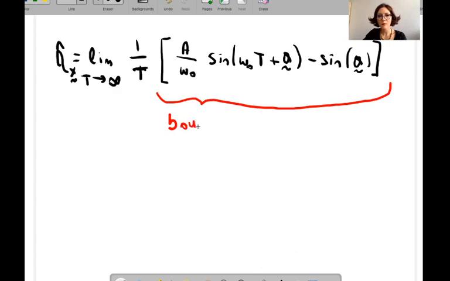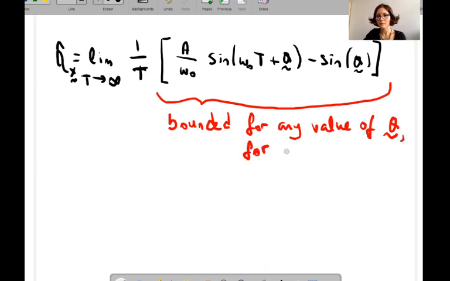So this is bounded for any value of theta and also for any t, for any capital T. No matter if t grows to infinity, this second term will always be bounded. So now what you have here is a finite and bounded term, and you're dividing it by t, and t goes to infinity. So what will be the result of this limit? It will come out as 0. You're dividing something bounded by infinity, so you get 0 in the output.